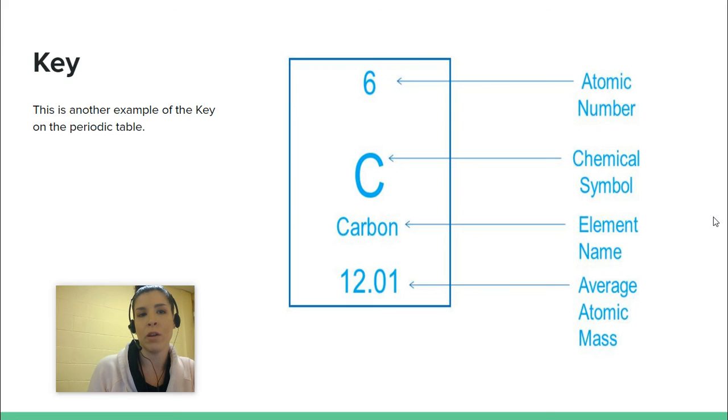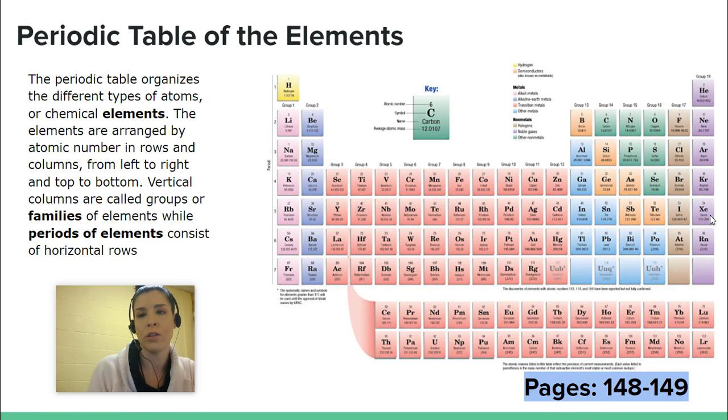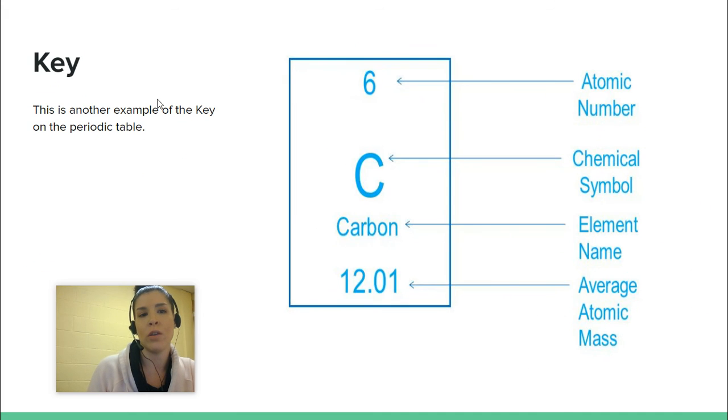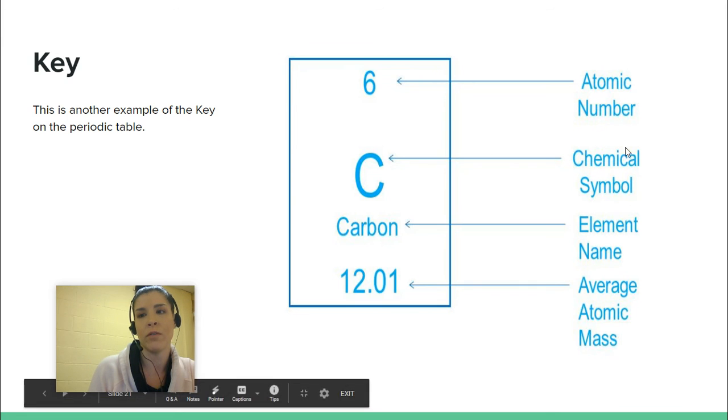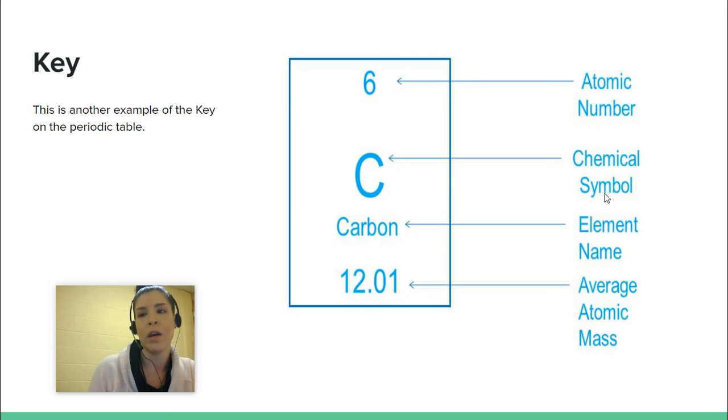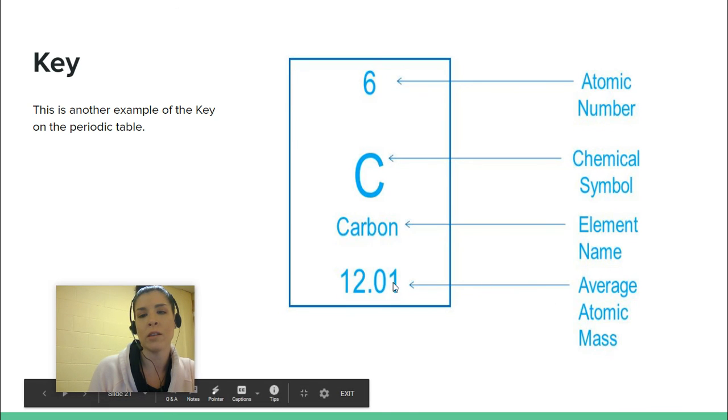Here's another example of the key that you find on the periodic table. So I'm going to just go back 2 slides. 1, 2. This is right here. It's just a bigger visual of it. So now I'm going to go forward twice. So this is another example of the key on the periodic table. And it gives you all the information here: atomic number, chemical symbol, element name, average atomic mass.